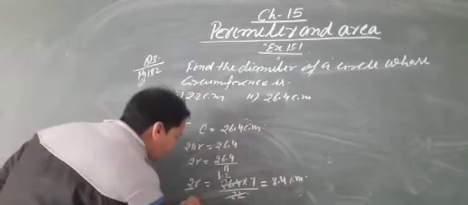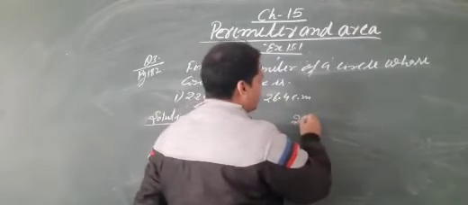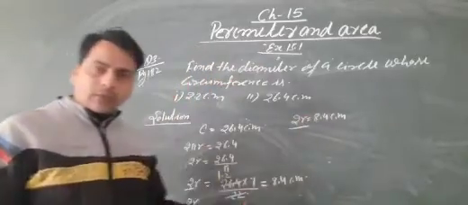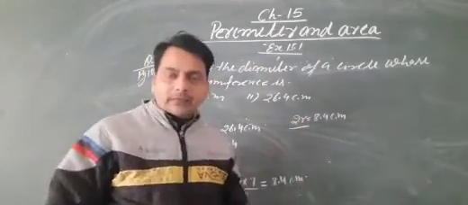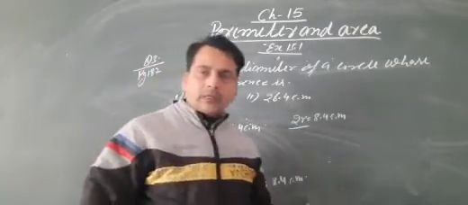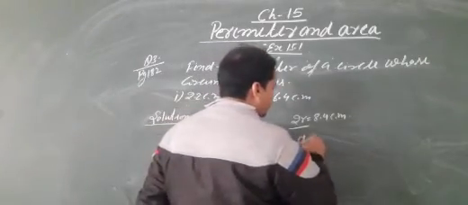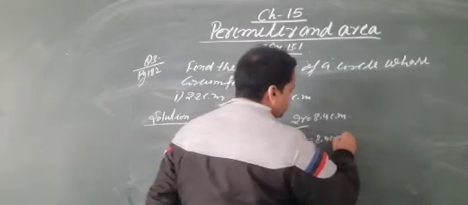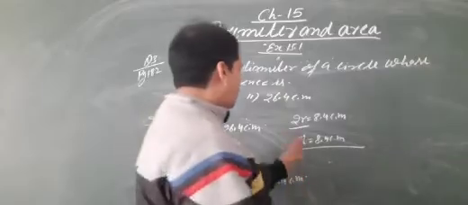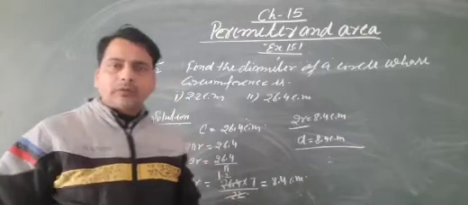So here the value of 2r equal to 8.4 centimeter. We know that 2r means twice the radius, and twice the radius is the same as the diameter of the circle. So in the place of 2r we can write diameter of circle, then d equal to 8.4 centimeter. So it is clear that the diameter of the circle whose circumference is given here as 26.4 centimeter is 8.4 centimeter.